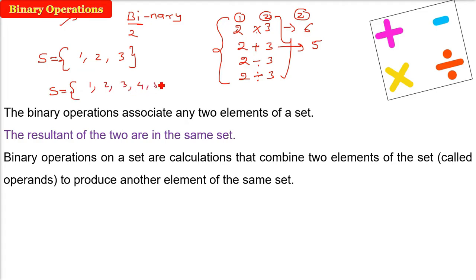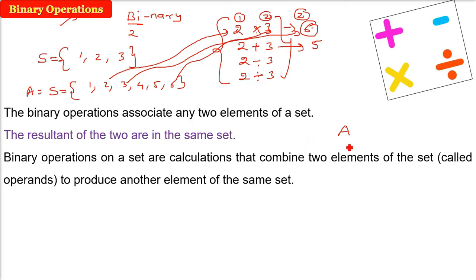For example, I am increasing this set: 1, 2, 3, 4, 5, 6. So see, the 2 is coming from this set. 3 is also coming from this set. And the result, which is 6, is also coming from the same set. Similarly with the plus also. 2 and 3, when added, you get 5. 5 is also coming from this set. So the resulting values should come from this set. I'm not talking about 2 minus 3 and 2 divided by 3. We'll talk about it later because it is not forming the binary operation right now for this set.